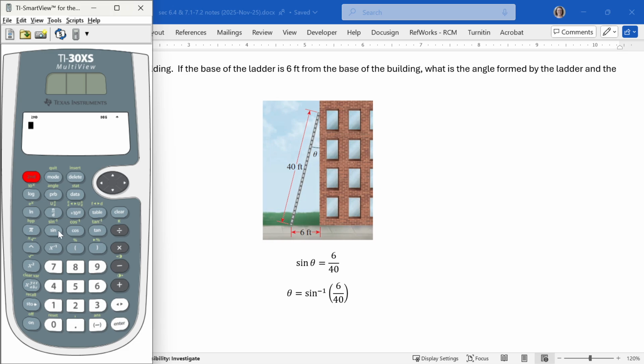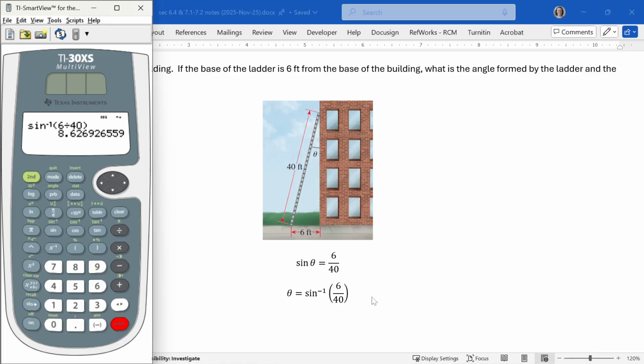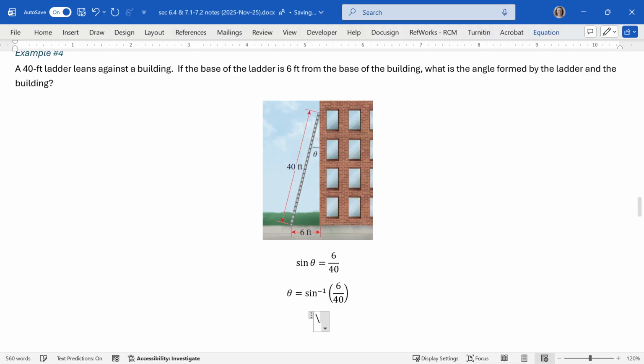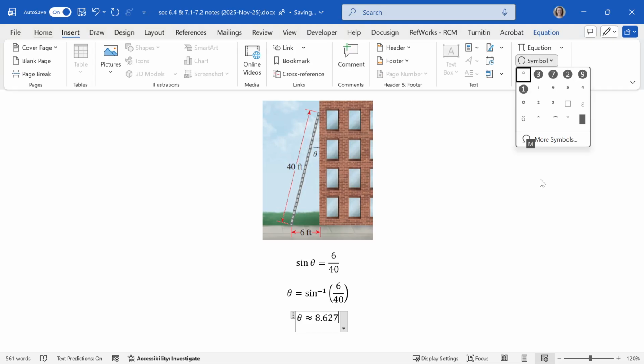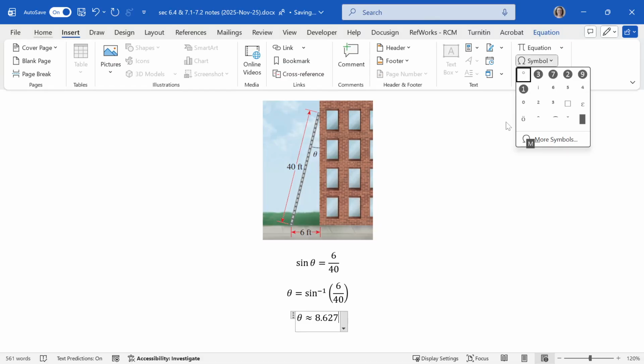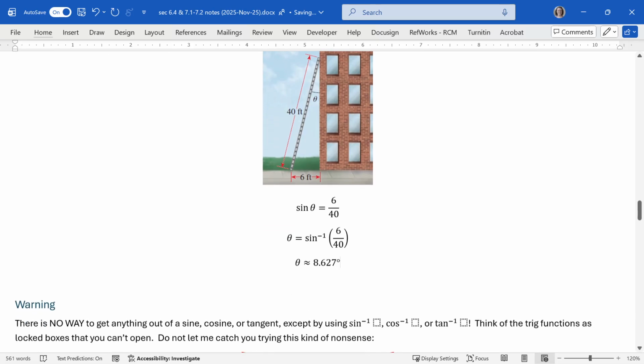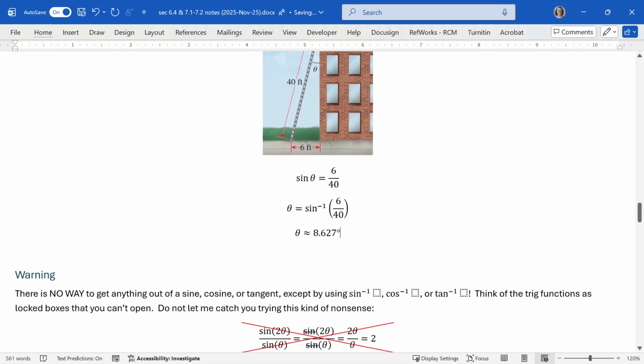All right, so second sine 6 divided by 40, hit enter, and okay, about 8 or 9 degrees. Yeah, that's a pretty tall ladder, so pretty small angle. I think it's even smaller than the picture is showing, actually. So 8.627. And that is, oops. I was trying to do some keyboard shortcuts to put the degree symbol in there. Okay, that is degrees.